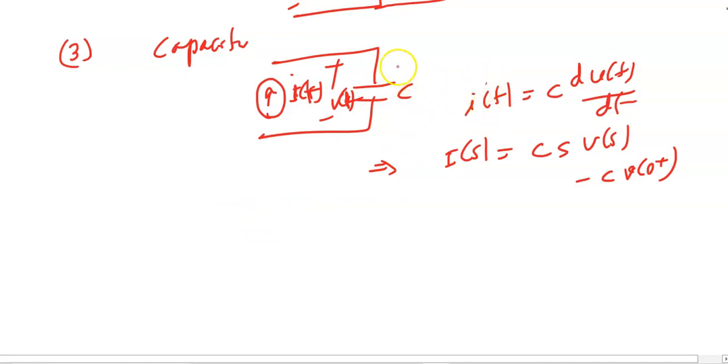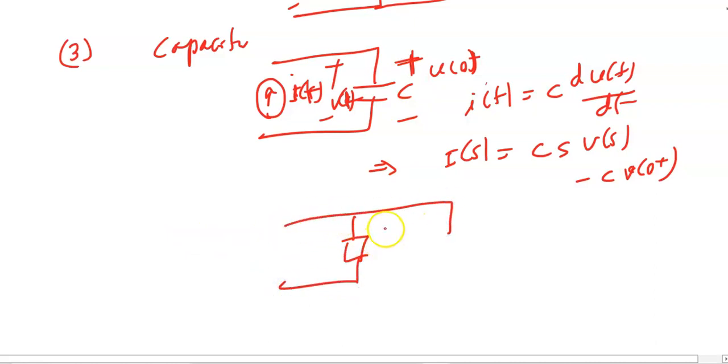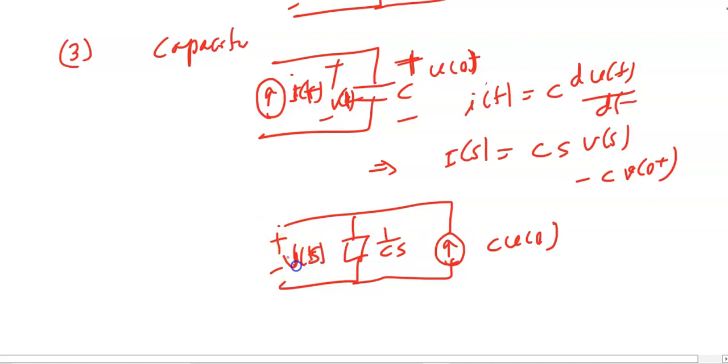And the initial voltage is this. We have V0, the initial voltage across the capacitor. So this current can be written like this: 1 upon Cs, then a current source in this direction, that is C V0, with Vs and this is your Is. You just put a KCL and you will easily get it.